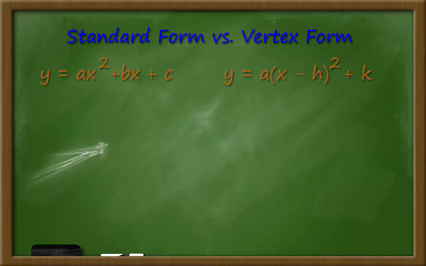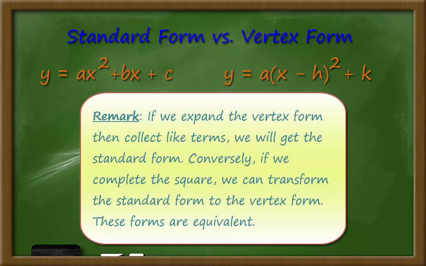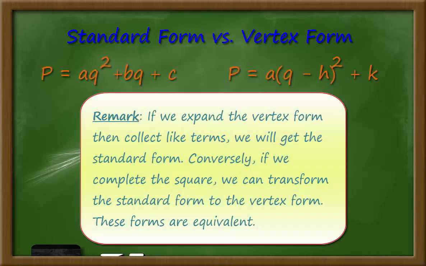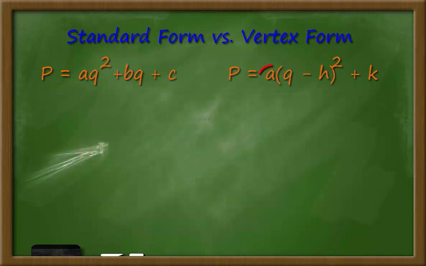It is sometimes more convenient to represent a quadratic function in its vertex form, y equals a times x minus h squared plus k. In our case, p equals a times q minus h squared plus k. Having the shape of the graph, a, and the vertex h, k will give the rule of correspondence for this vertex form. In our case, we have p equals negative 0.03 times q minus 150, all squared, plus 300.